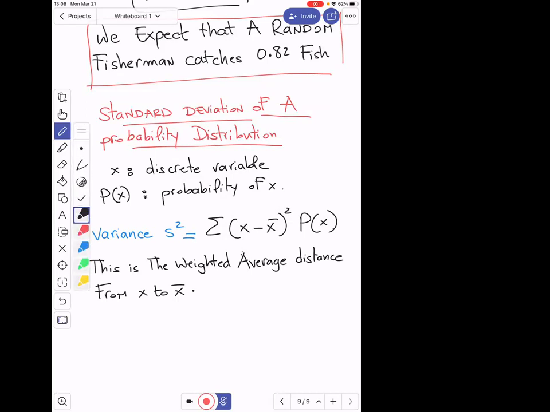And then, of course, the standard deviation would be just the square root of S squared. And again, the idea here, guys, is that the standard deviation is useful because you can measure the spread of your probability distribution. Later you'll see we're going to compare probability distributions, so we're going to use the standard deviation to measure the spread of your probability distribution.